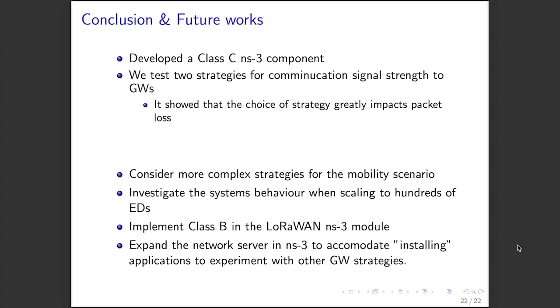Some of the future work for this work is that we should consider more complex strategies for the mobility scenario, and we should also do more physical experiments to maybe fit an even better model. We should also investigate the system's behavior when we scale it to hundreds of end devices and see how the system reacts. We should definitely, in terms of simulation, implement Class B in the LoRaWAN NS3 module to be able to figure out when we should use Class B compared to Class C. And then it would be ideal to expand the network server implementation in NS3 to accommodate installing applications to experiment with other gateway strategies and not only end devices.